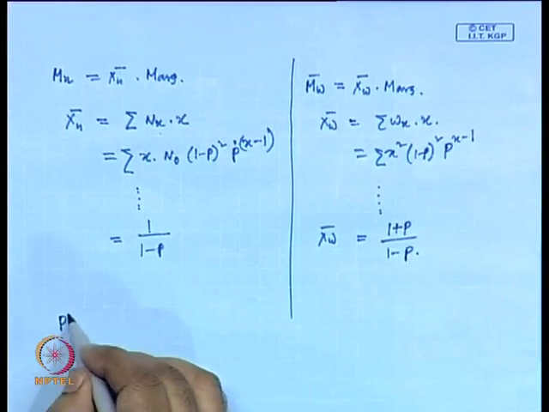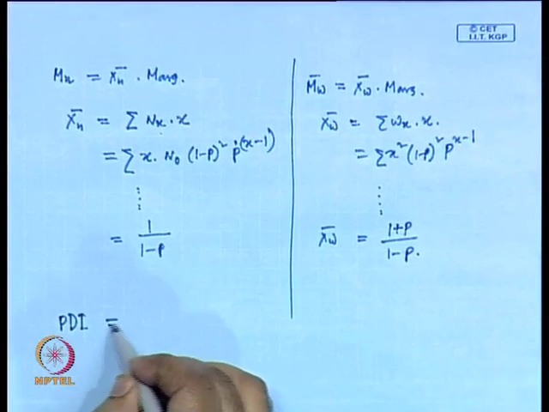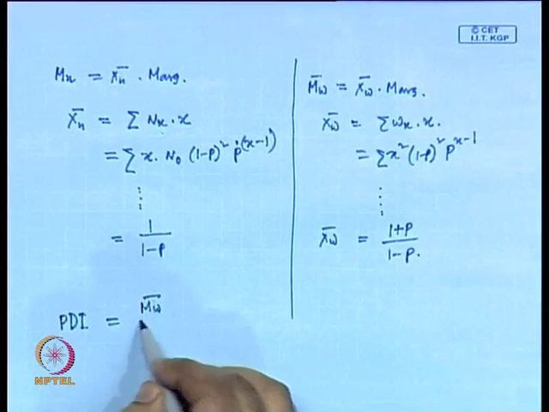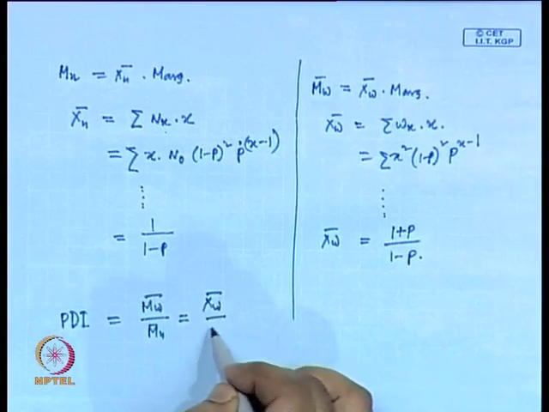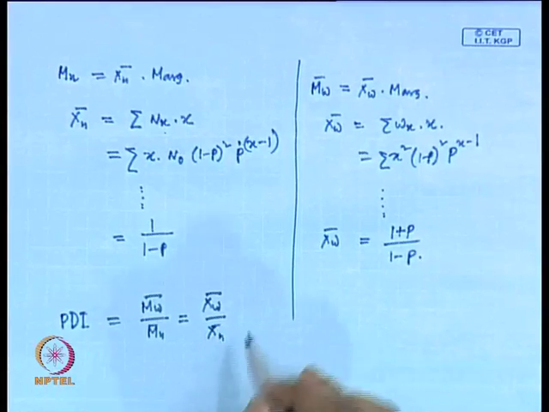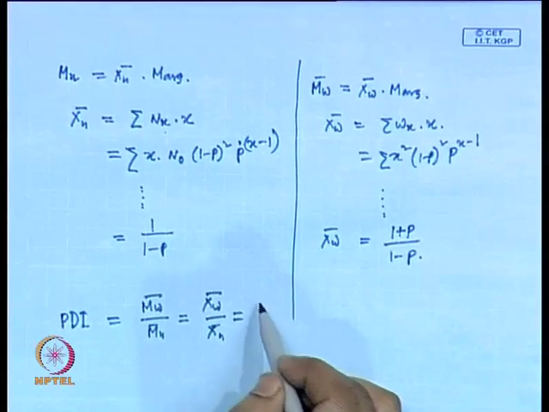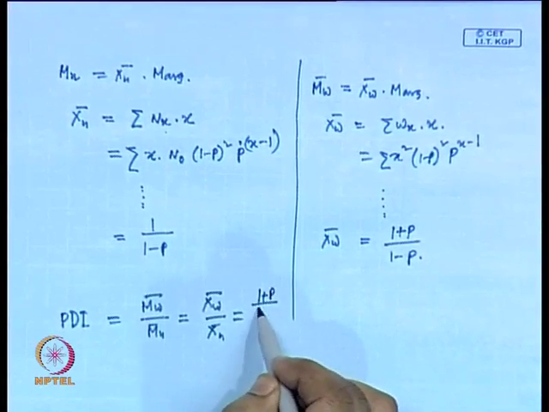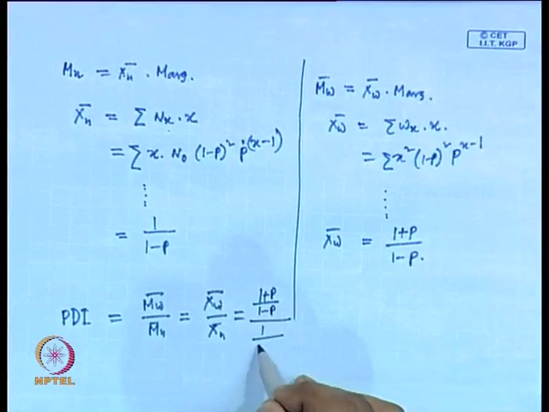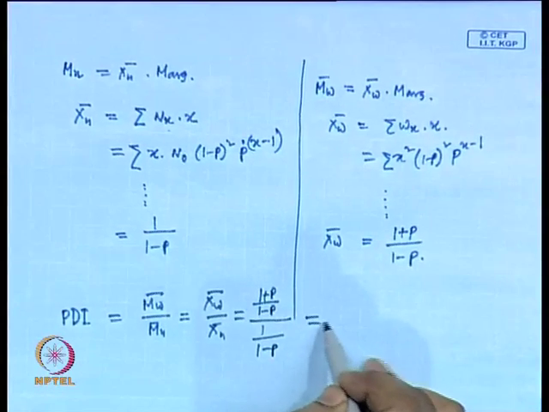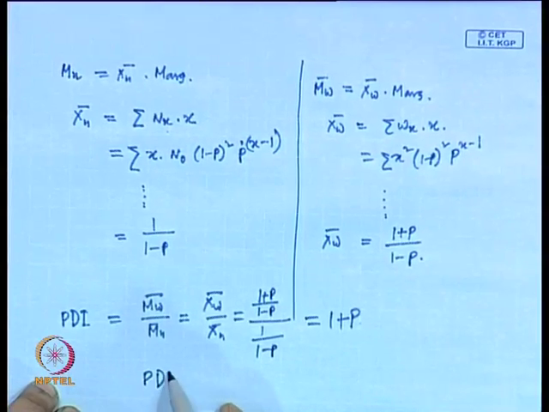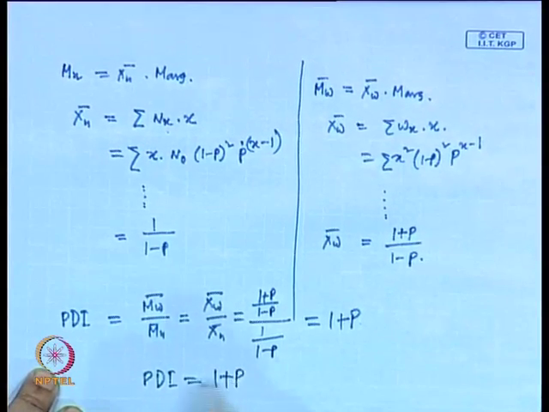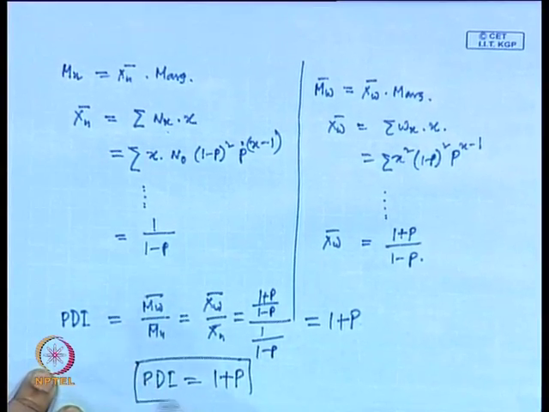So, what is the polydispersity index, which is given by Mw bar by Mn bar, same as xw bar by xn bar? It is 1 plus p over 1 minus p, divided by 1 over 1 minus p, which is given by 1 plus p. So, PDI is 1 plus p for step polymerization.